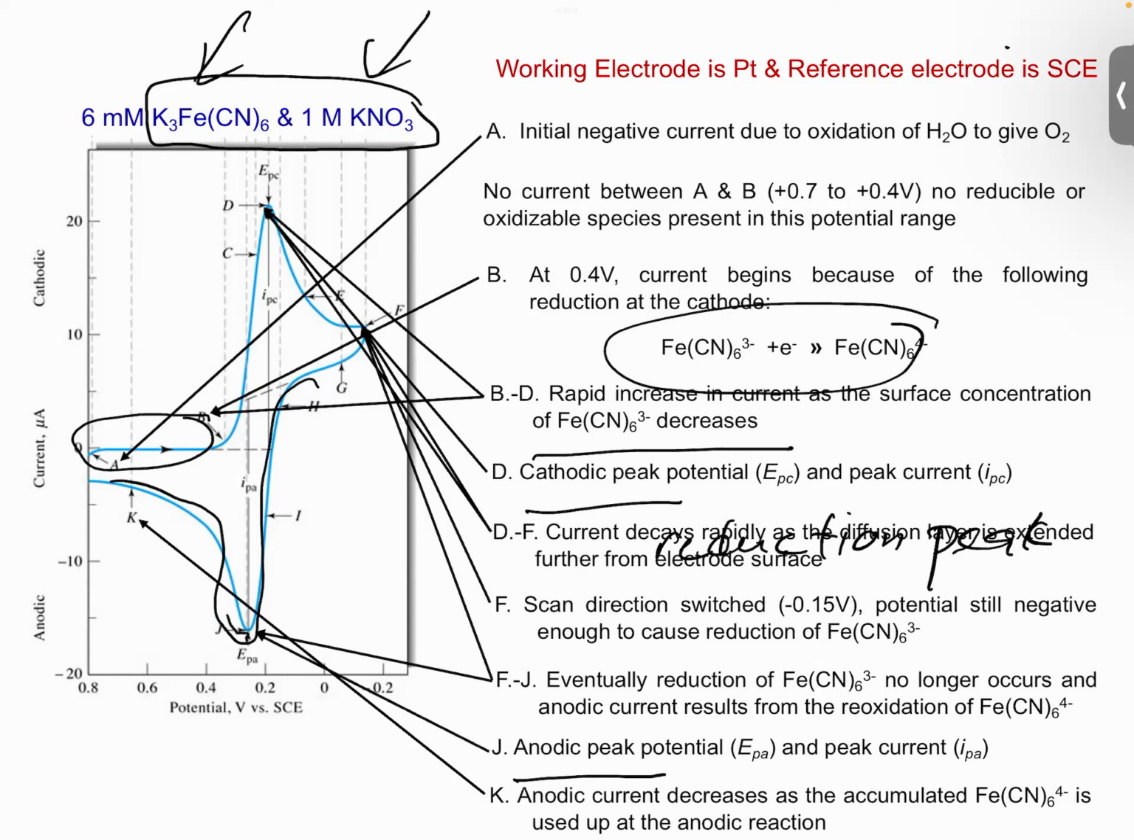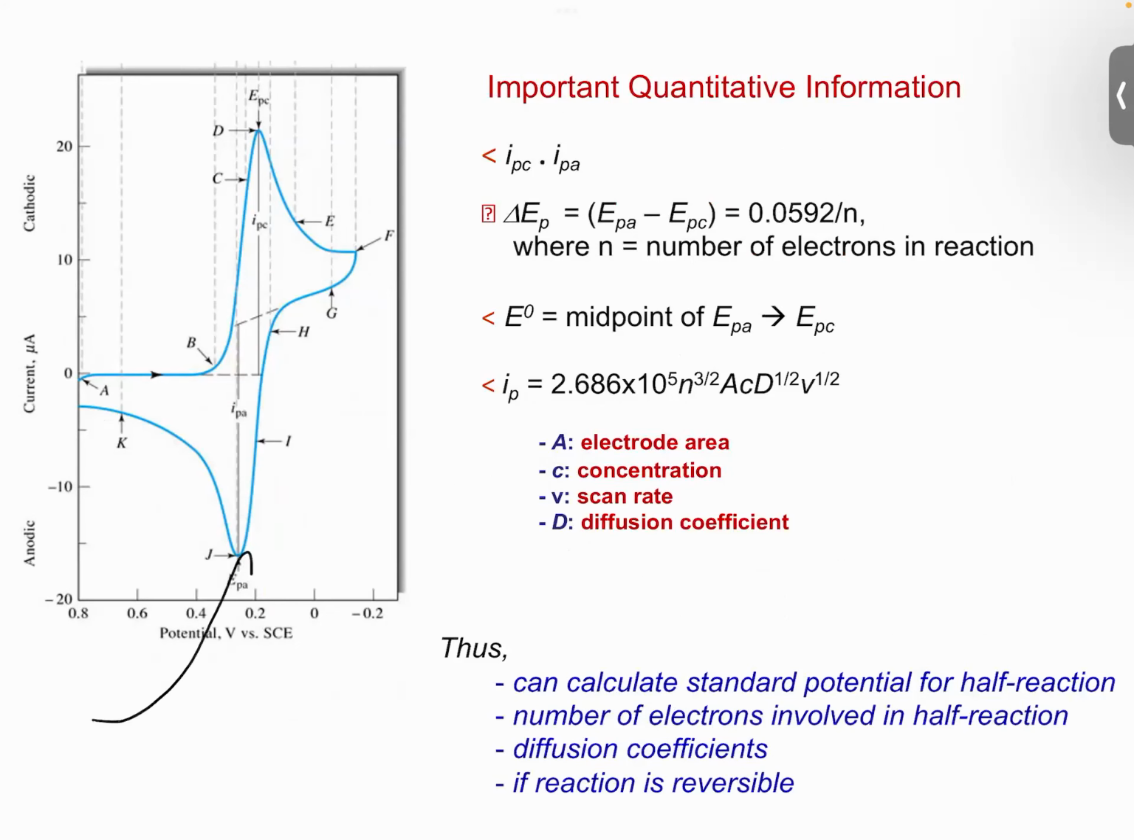And then of course it goes back, it starts decreasing as the accumulated ferrocyanide is used up at the anodic reaction. And let's say if we keep running the CV, then you will have multiple different layers. You can run until a certain point just to look at the process, because there is some interpretation that you can do with the process, but this is not what we're going to discuss today.